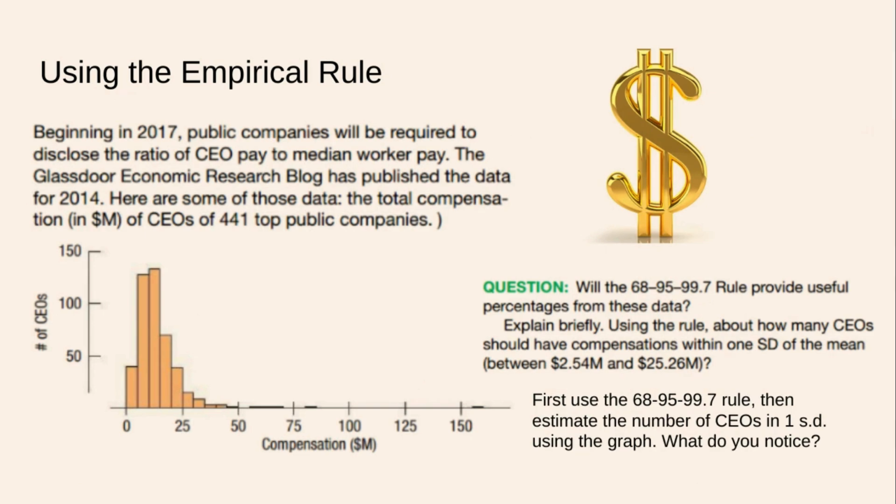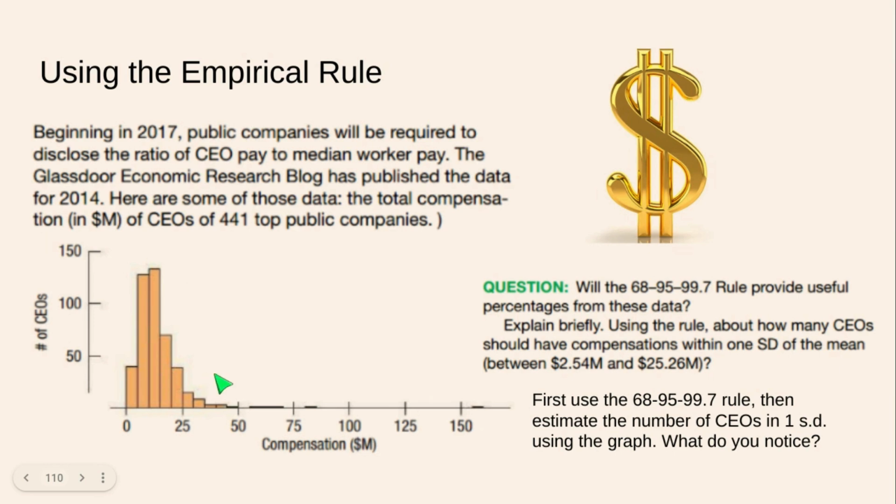All right, last one here. Beginning in 2017, public companies will be required to disclose the ratio of CEO pay to median worker pay. This book was written in the late 2010s. The Glassdoor Economic Research blog has published the data for 2014. Here are some of those data. The total compensations in millions of CEOs of 441 top public companies, right? So here we're talking about money and it's wealthy people. So this is going to be a right skew curve for sure.